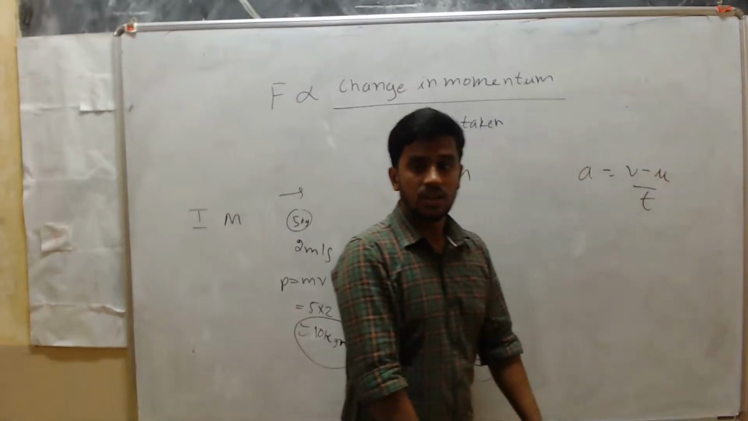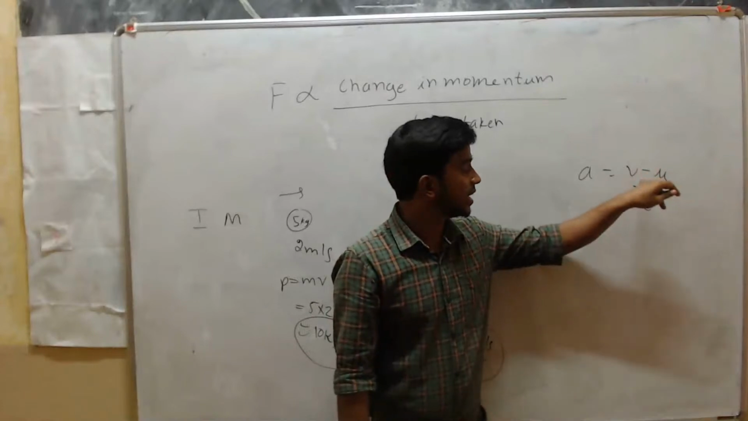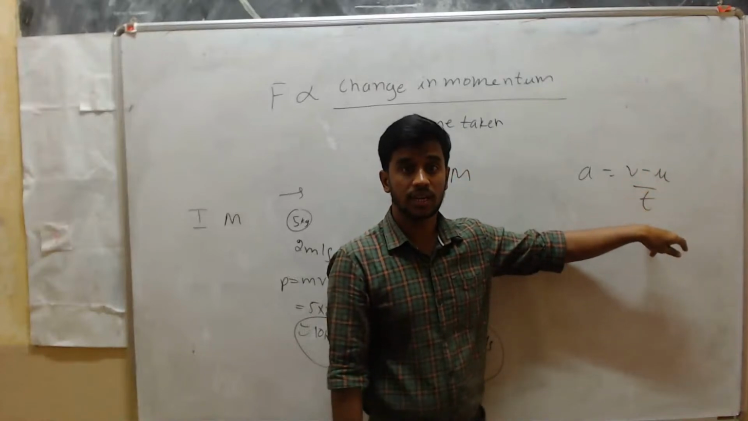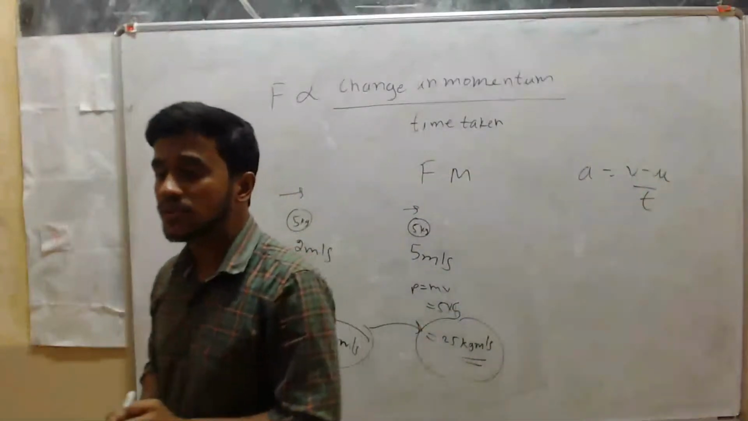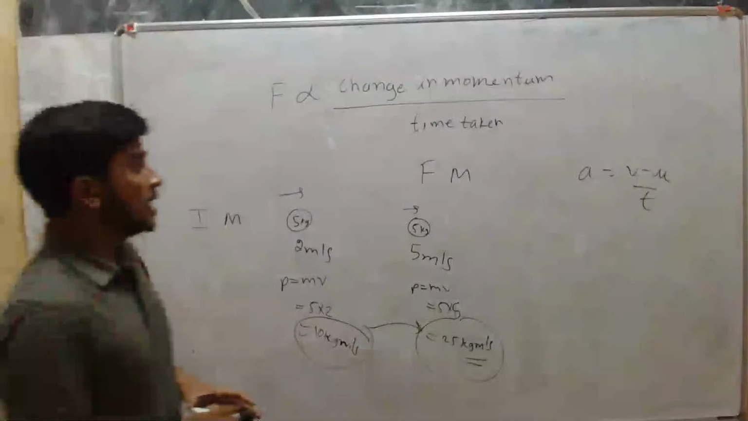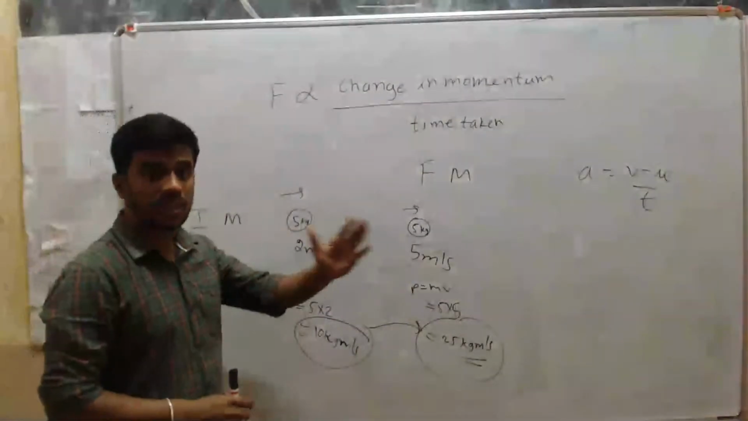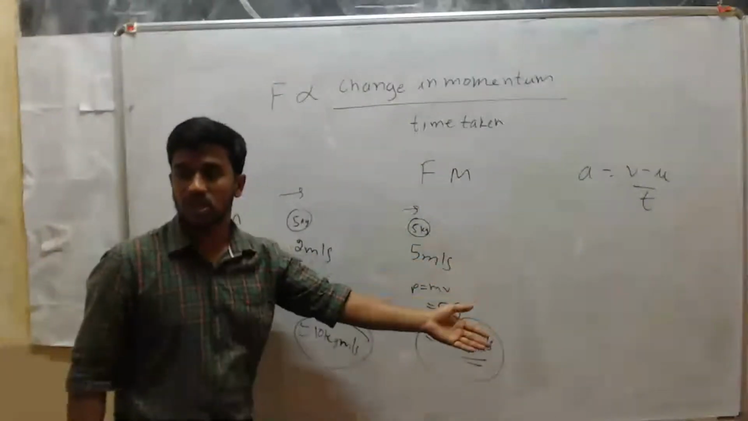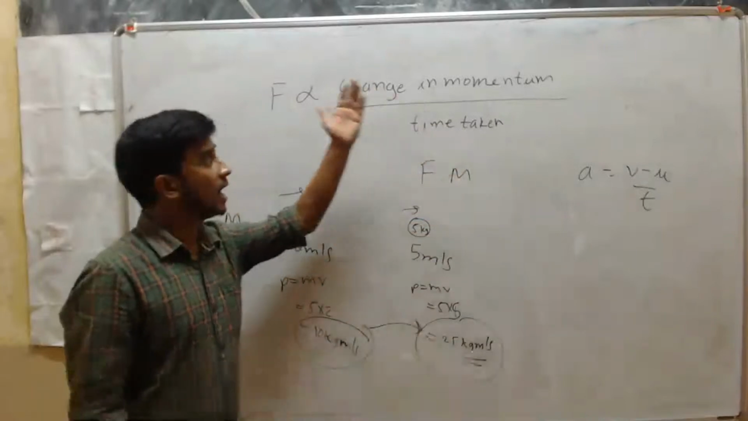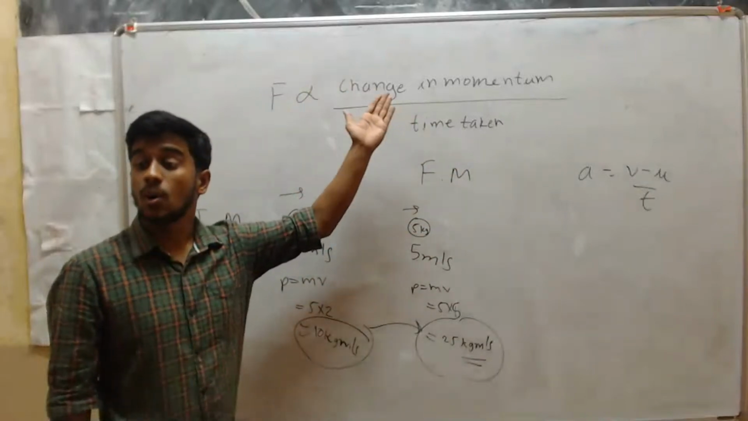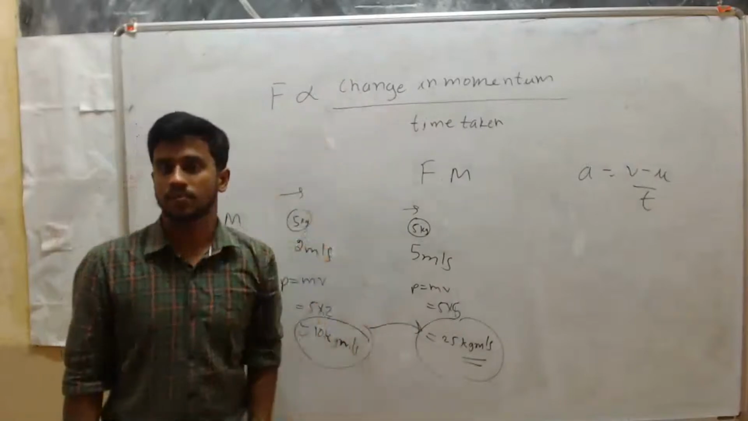So we can define acceleration as change in velocity in a given time, or the rate of change of velocity. Here velocity changes in a time, so that's why we call it the rate of change of velocity. Instead of velocity, what changes here? Here momentum changes. So here it is the rate of change of momentum.